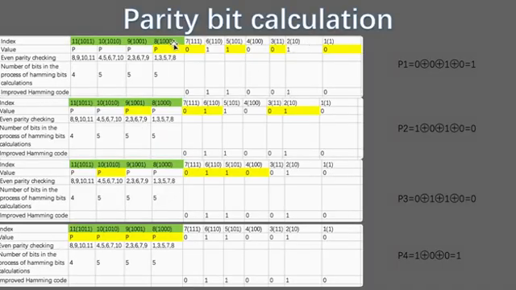And now that we already know the data in each group, we can get the parity bit based on the exclusive OR in the same manner as the old version. So for P1 we have 1, P2 is 0, P3 is 0, P4 is also 1.